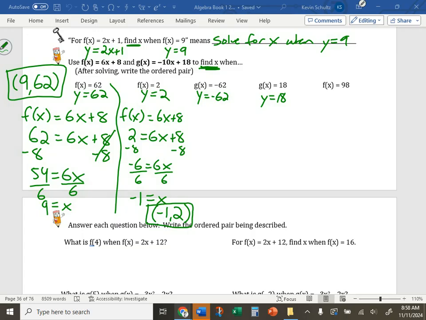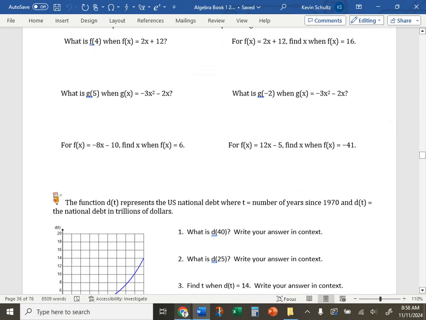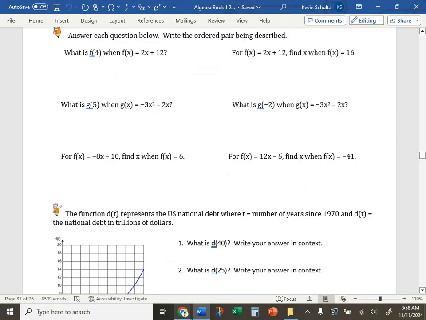Okay. Your assignment for tomorrow is the rest of this page and the next page. Okay? Let's talk about these 6 here. This first one. What is f of 4 when f of x equals 2x plus 12?